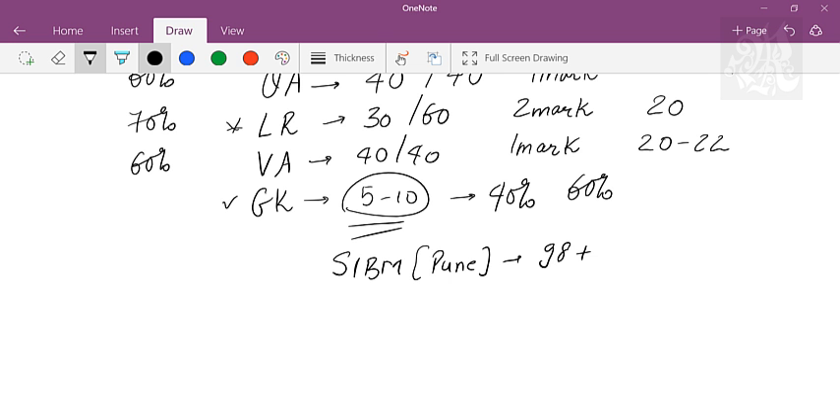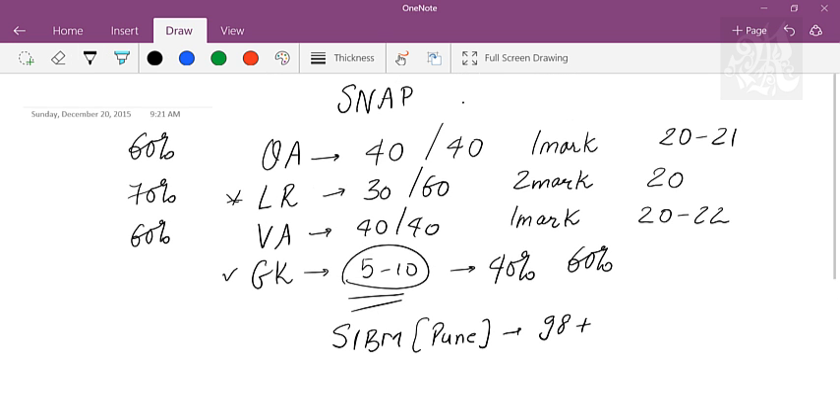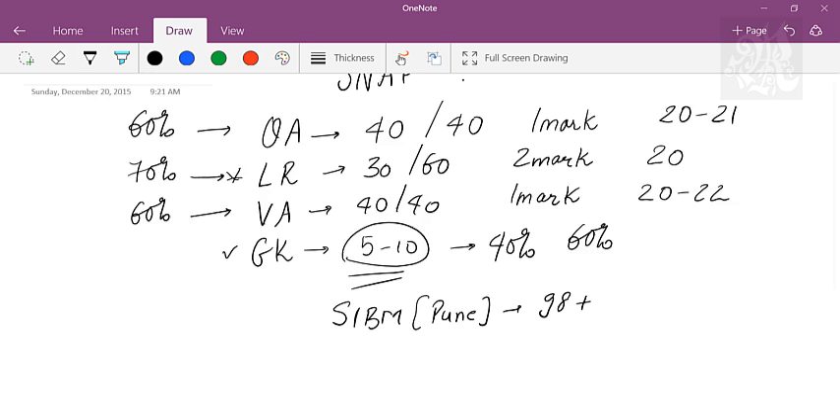Alright, so we can tackle it this way. We can attempt 60% in Quant, we can attempt 70% in LR and 60% in Verbal, and GK we can attempt 5 to 10 questions and get sorted with. Okay, so now let's look at how you allocate time to this.